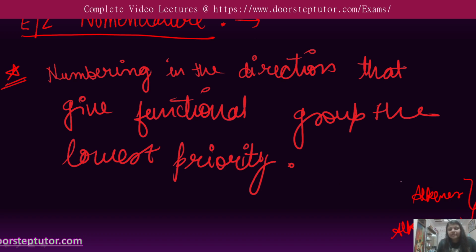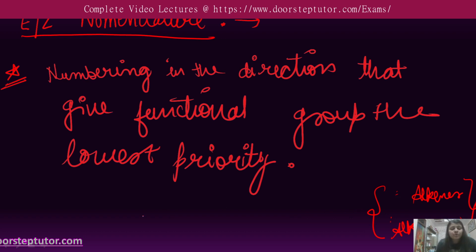In that lecture, we gave priorities to the alkenes and alkynes and the substituents to which the alkenes and alkynes are attached. So in that case, there is a very important rule, that is numbering in the direction that gives the functional group the lowest priority. Alkenes and alkynes come at the last of the priority order of the functional groups.